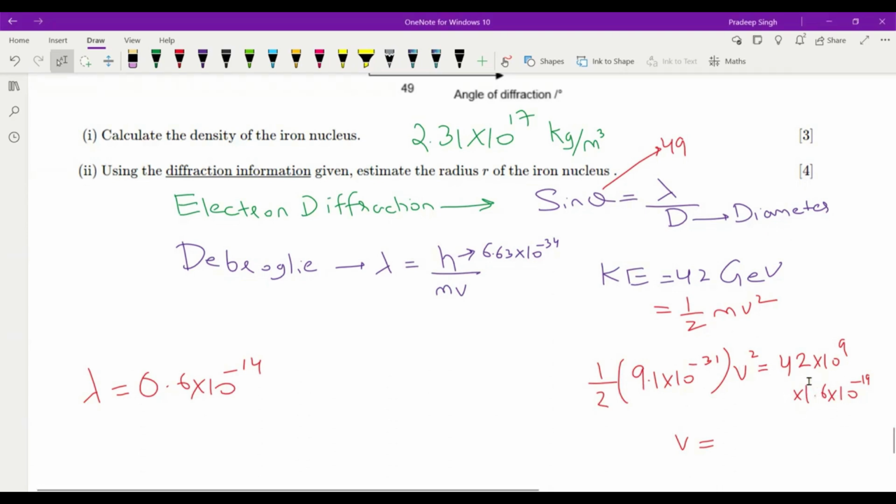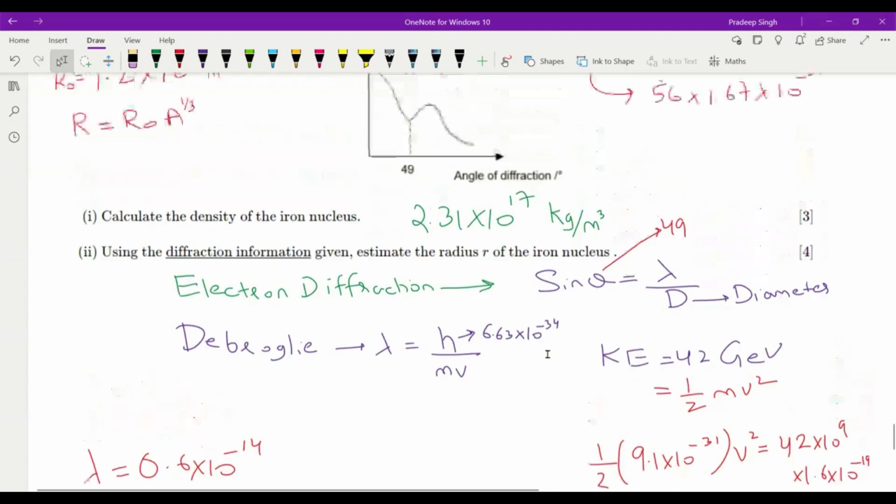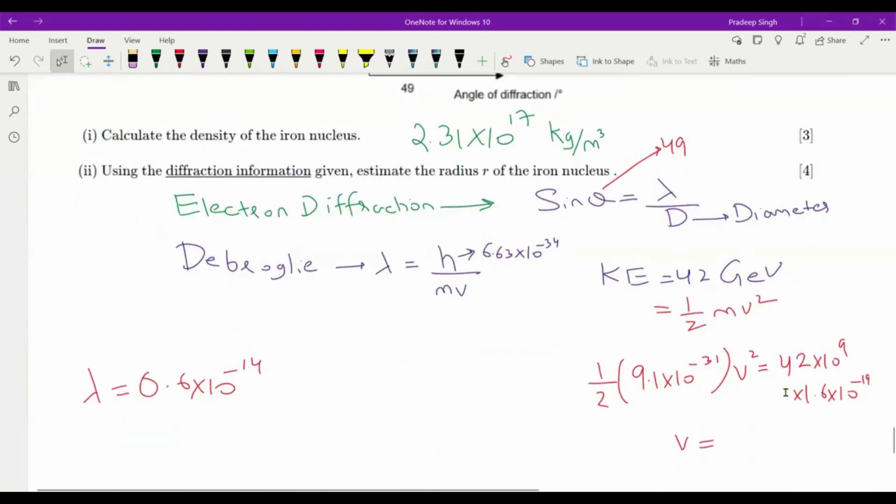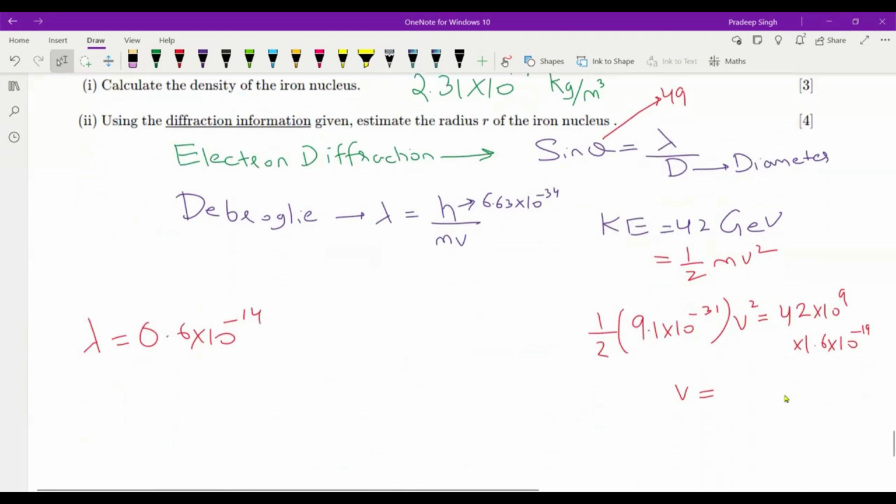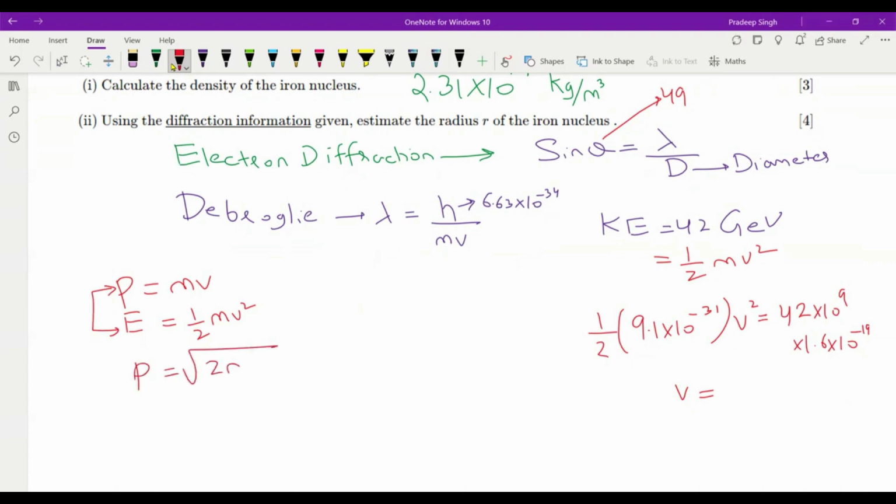Or that the giga is wrong, but the giga is correct. The kinetic energy given was 42. Sir, is there another formula for momentum? There is another formula, but it comes from this only. Let's use that, then we'll compare. First of all, momentum as we know is m into v and kinetic energy is half mv square. So there is a formula which connects these two, which is the momentum is square root of 2mE.